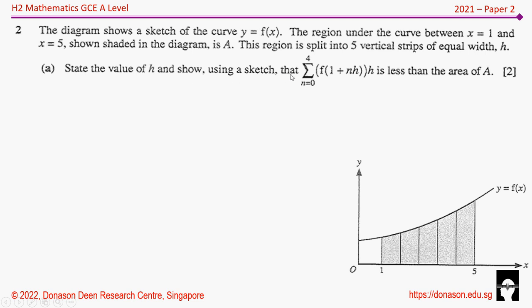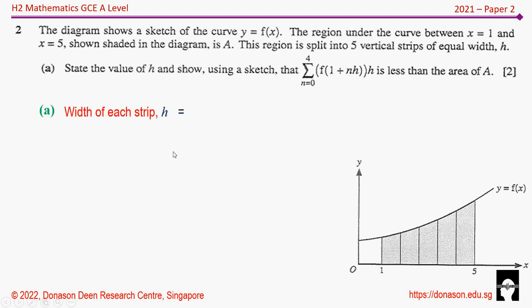And show using a sketch that if you take the sum from n equals 0 to 4 of f(1 plus nh) times h, it is less than the area A. So let's look at how to prove that.